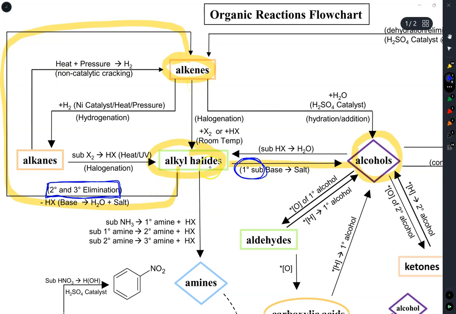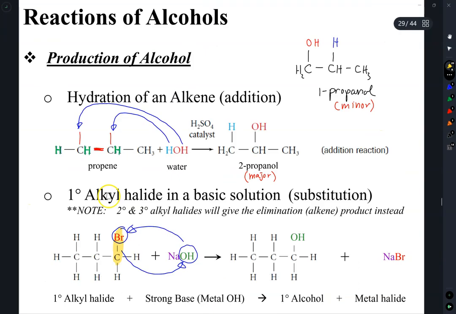So please be careful. Only alkylhalides, where the halogen is attached to a terminal carbon, can react with strong bases to form a primary alcohol. Again, the primary alcohol has the hydroxyl group attached to a terminal carbon as well.